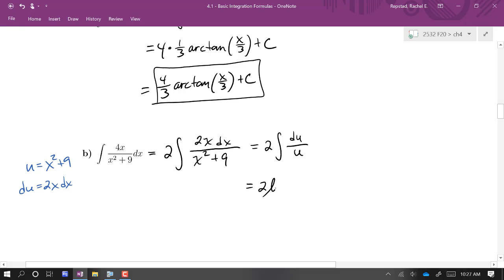So this is 2 ln of absolute u plus a constant, or 2 ln of x squared plus 9. Now you could have the absolute values here. I'm going to just use parentheses because x squared plus 9 is always positive, so the absolute value signs are optional there.